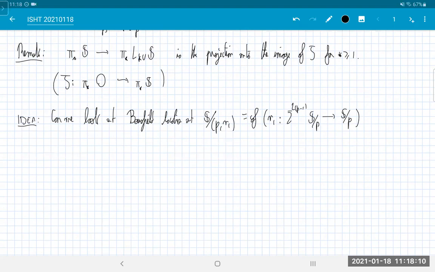So I have to mention there exists a spectrum called MU, which actually we will define at the very beginning of the next topic. Well, it's a special case of a Thom spectrum. We'll define Thom spectra, and so in particular also MU.